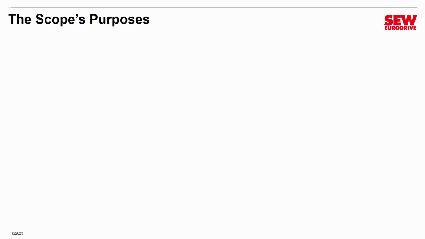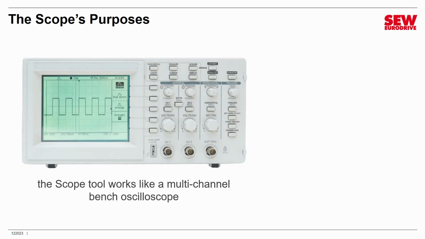So what's the scope for? Why is it built into the VFD, and what might you use it for? The scope works a lot like a multi-channel bench oscilloscope. If you've ever used an oscilloscope, then this should be very familiar ground, but if you haven't, it's not a big deal. I'll be explaining how the scope works, and I'll be demonstrating it very thoroughly, so you'll be able to use the scope like a pro by the time you're done with this class.